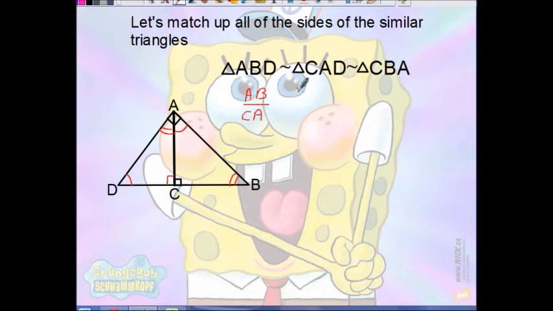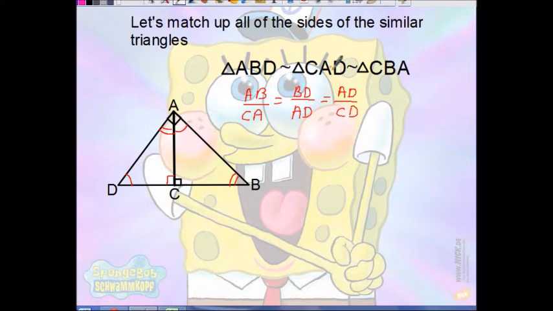We have side BD would match up with side AD, and we have side AD would match up with side CD. So I did my first two with my first two, my last two with my last two, my first and last with my first and last, and all of those would be equal. That's using my first and second pair of similar triangles.